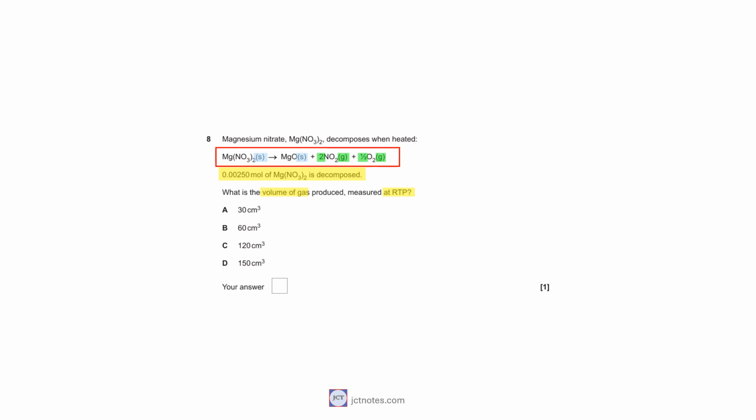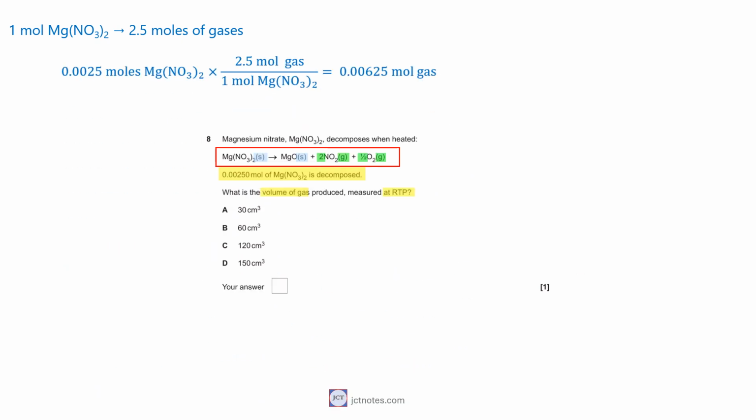From the stoichiometry of the reaction, each mole of magnesium nitrate is going to produce 2.5 moles of gas, from the 2 moles of nitrogen dioxide and half mole of oxygen. This means that 0.0025 moles of magnesium nitrate is going to produce 0.00625 moles of gas. At room temperature and pressure, a mole of an ideal gas occupies 24 cubic decimeters. Then, 0.00625 moles of gas will occupy 150 cubic centimeters. The answer is D.